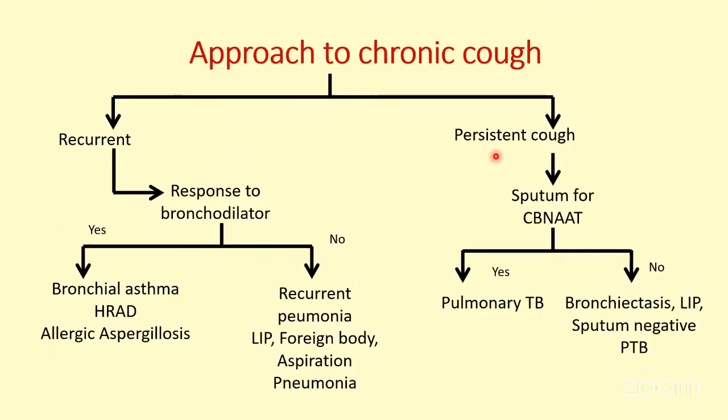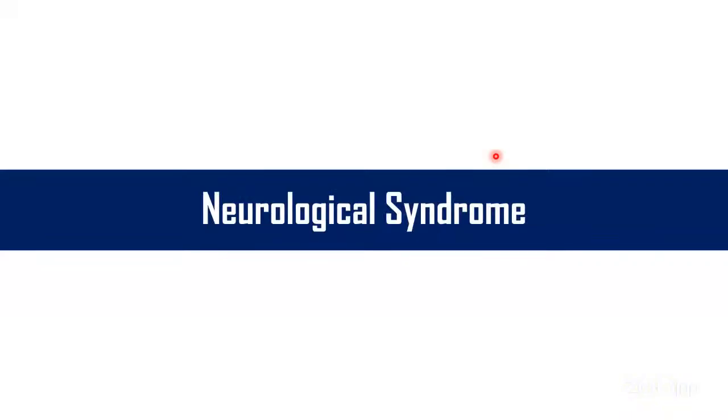So for any child with chronic cough, look whether it's a persistent cough or a recurrent cough. If it is a persistent cough, do CBNAAT and rule out tuberculosis. Otherwise, look at bronchiectasis, LIP and sputum negative TB. If it is a recurrent cough, give a bronchodilator. If there is a response, probably this is bronchial asthma or hyperactive airway disease. If there is no response to your bronchodilator, then it may be recurrent pneumonia, foreign body, which is common in children, LIP or aspiration pneumonias.